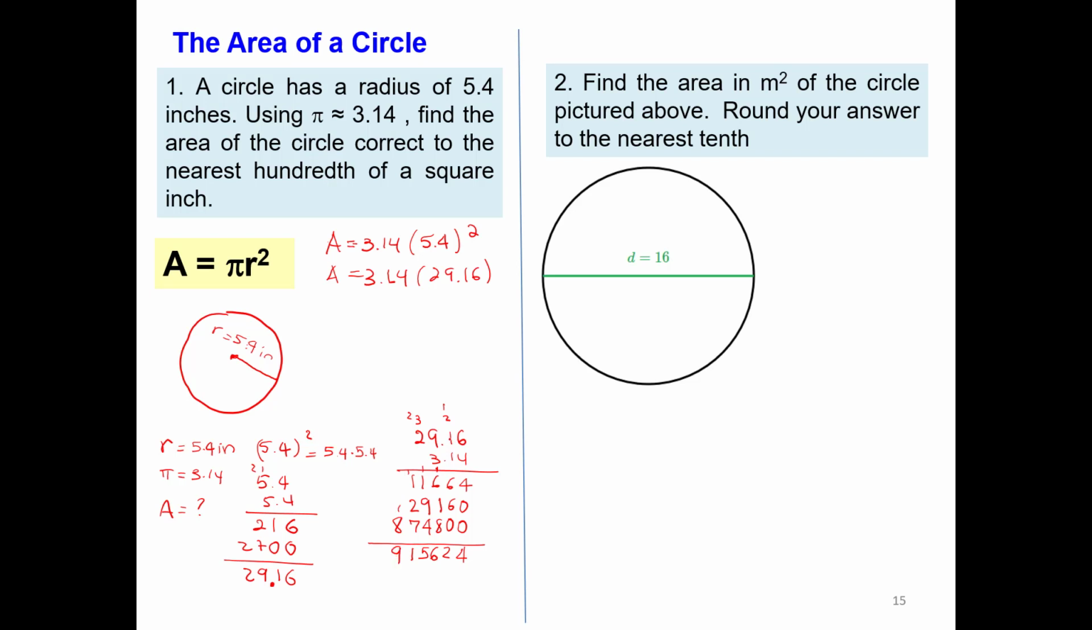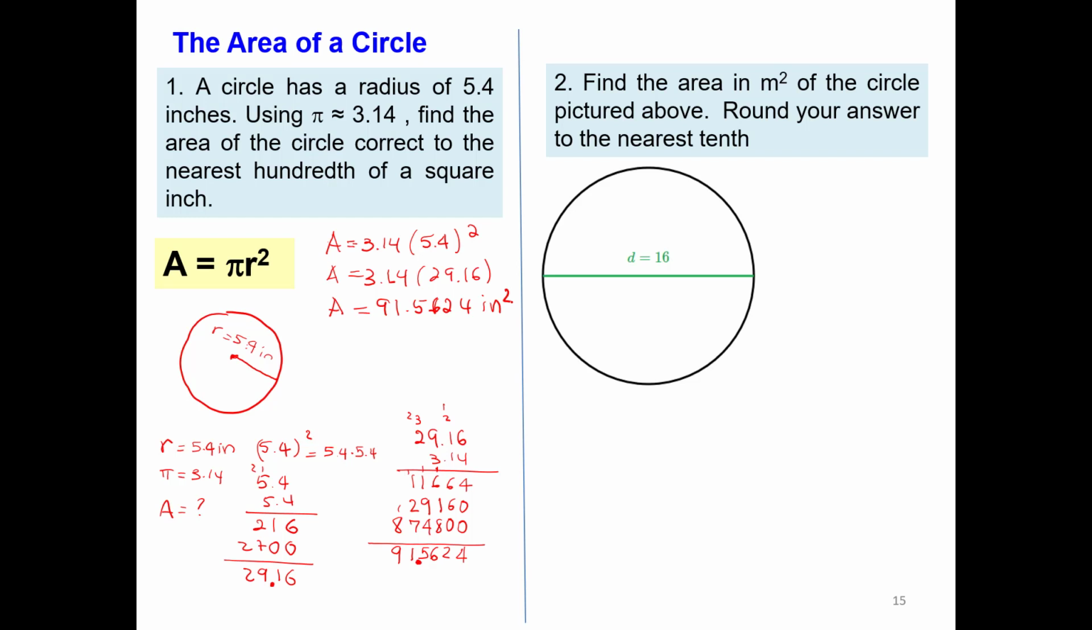Now we need to count 1, 2, 3, 4 decimal places. Then the decimal point must be right there. Then it's 91.5624. Yes. And the area. And now we want to write the units. It will be square units because it's an area.